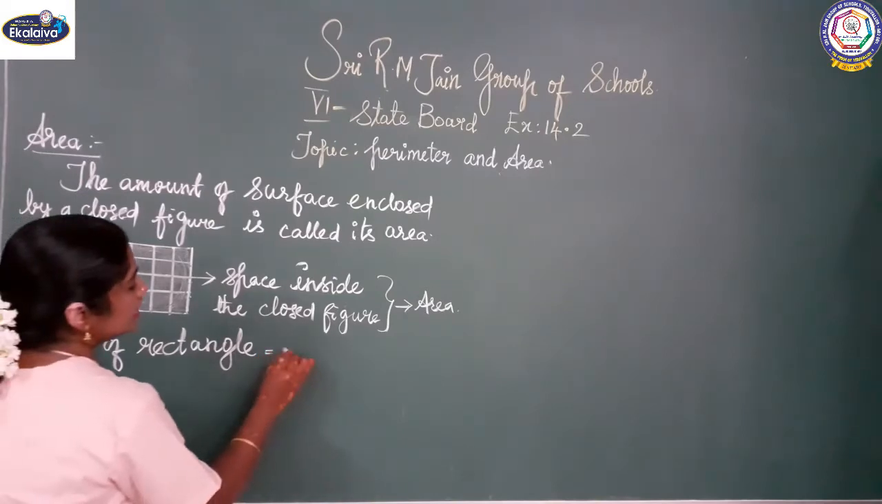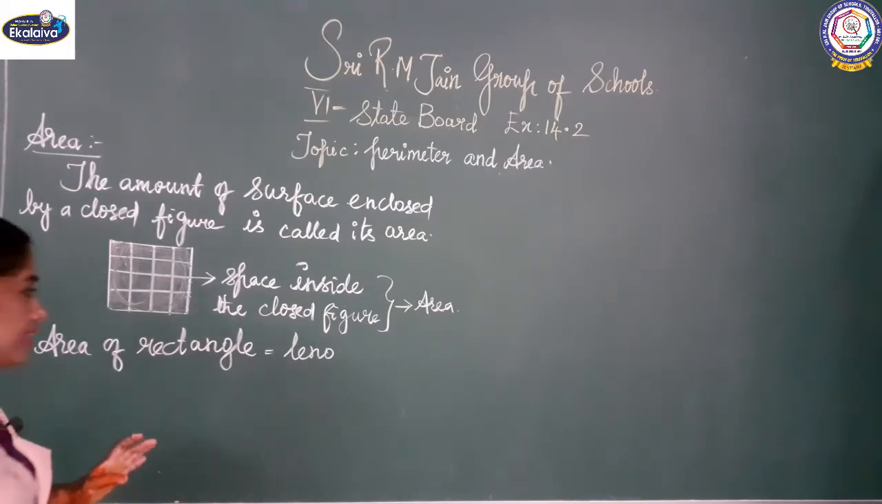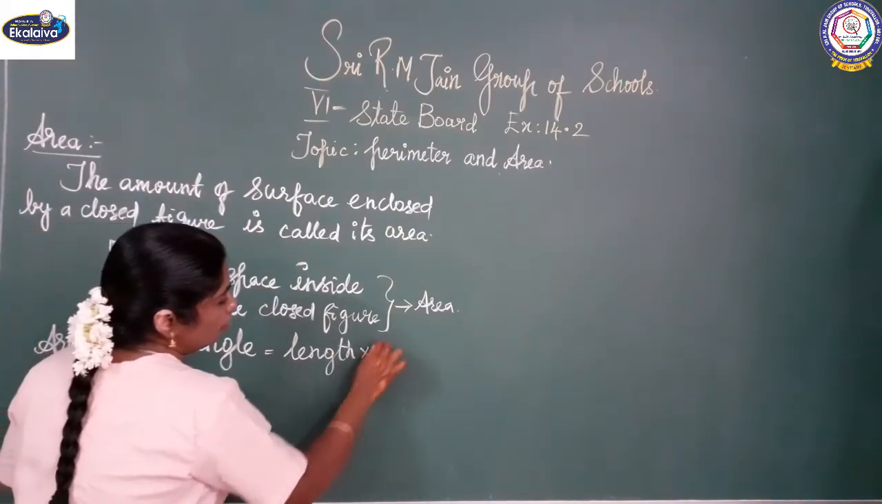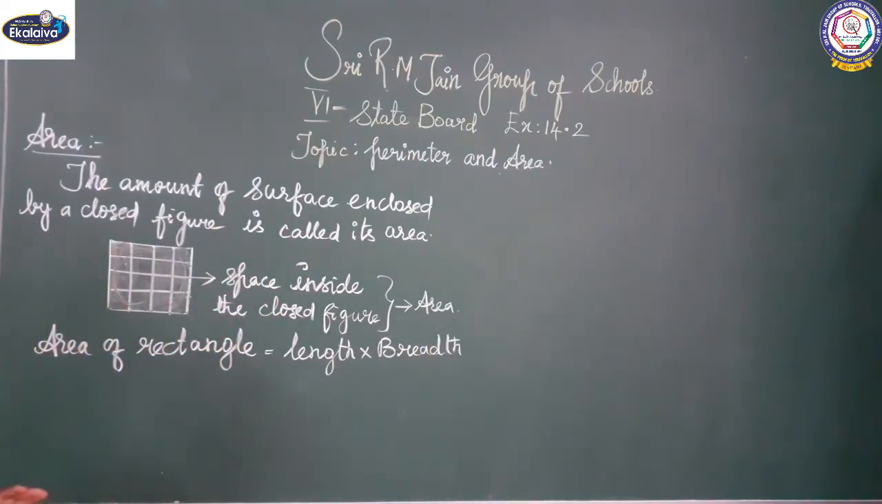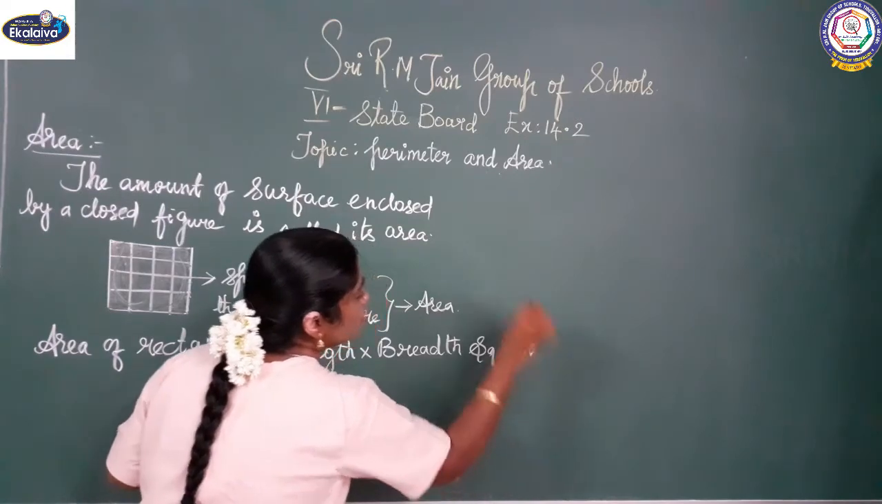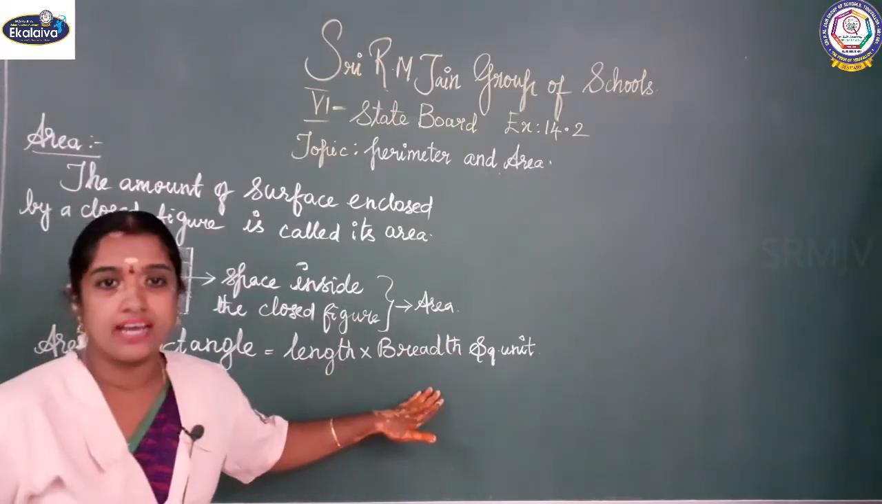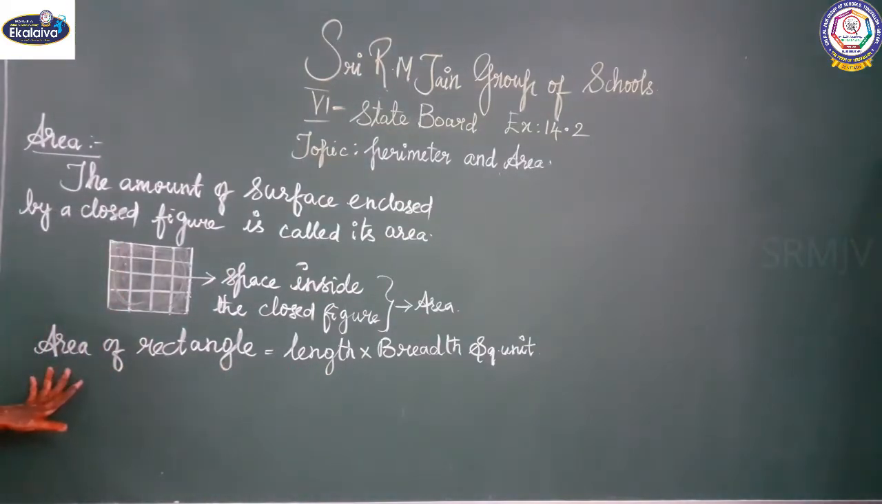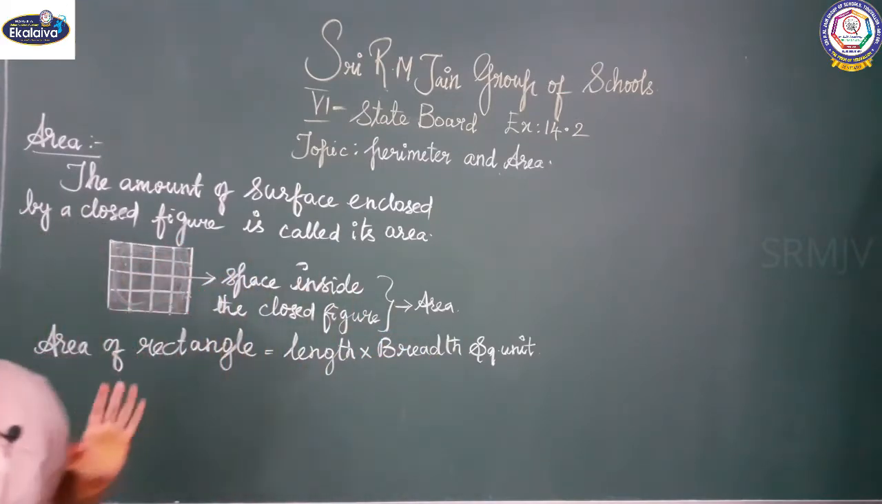Area of a rectangle. See, a rectangle has sides, length and breadth. So, area is length into breadth. Got it? And see, the unit should be square unit. For area, the unit is square. Suppose the length and the breadth are given, then to find the area I just multiply the length with the breadth.